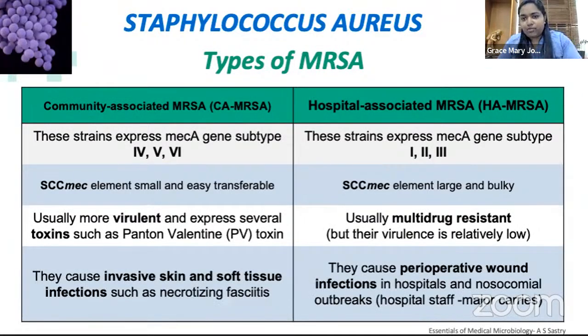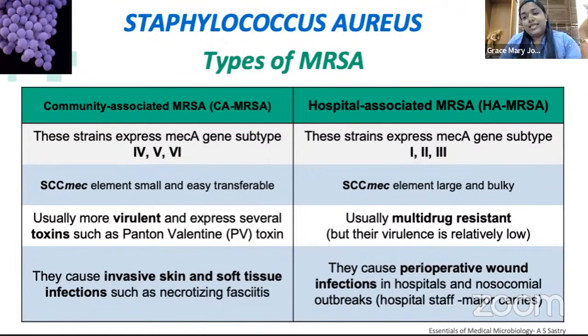Now, community-acquired MRSA usually comes with invasive skin and soft tissue infection or diabetic foot ulcer, and it can go up to necrotizing fasciitis. But hospital-acquired is usually perioperative, post-operative surgical infections, and nosocomial VAP, HAP, all these things that we can get from the hospital community. And the problem is, we, the healthcare professionals, are usually the carriers for this MRSA.